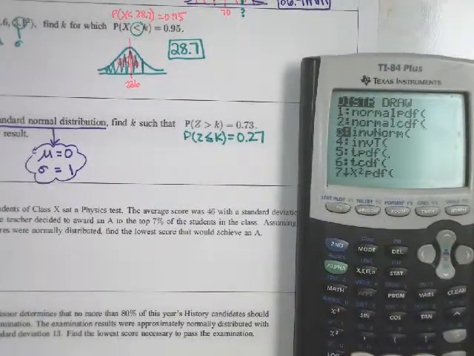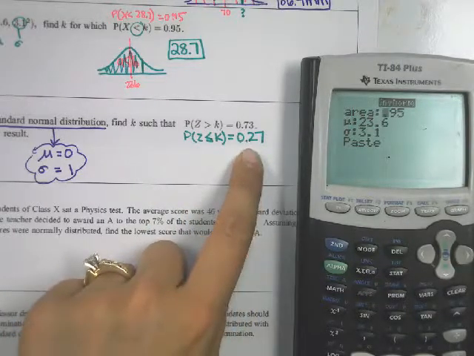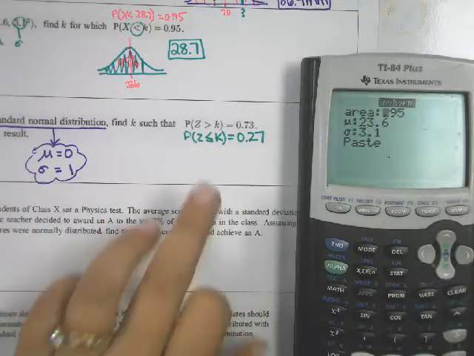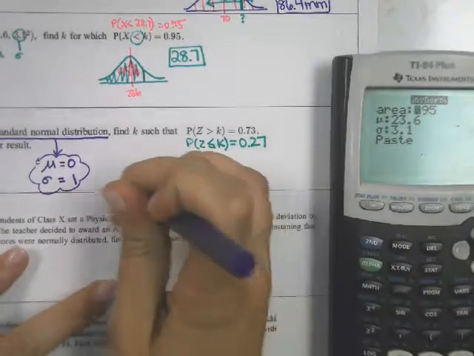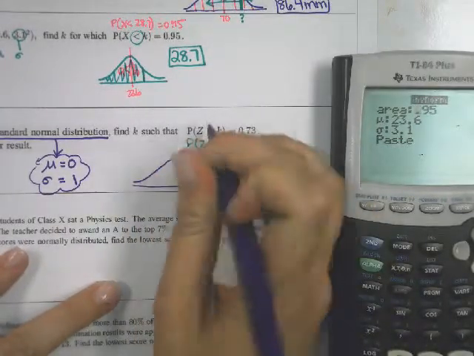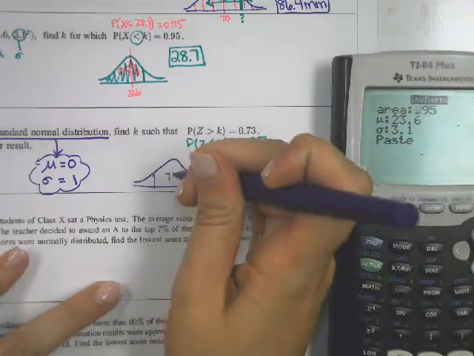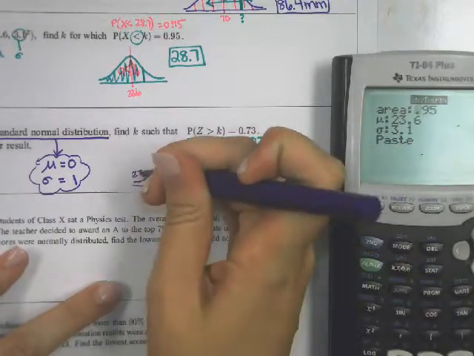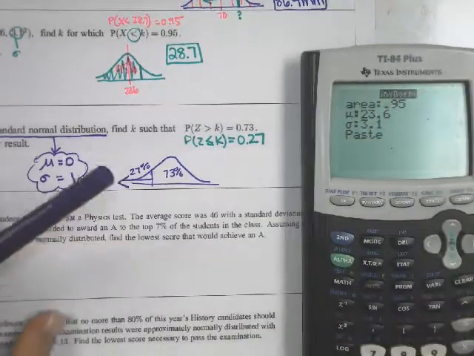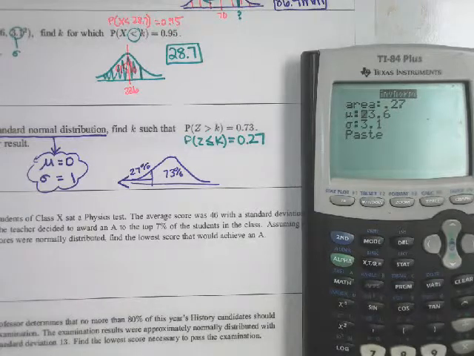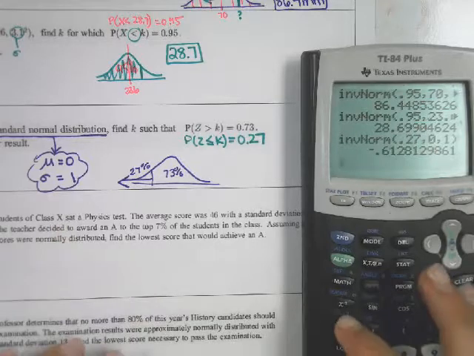You don't have to have that memorized, but here we go. Second, distribution, inverse norm, because we're trying to find our K value that gives us this area, or this probability. So we have to use the less than. The original question says we want to find some value where the probability our variable is greater than that value is 73%. So we want to do the less than, always the less than, the area smaller than. So I want to do 0.27. My mean is 0, my standard deviation is 1.